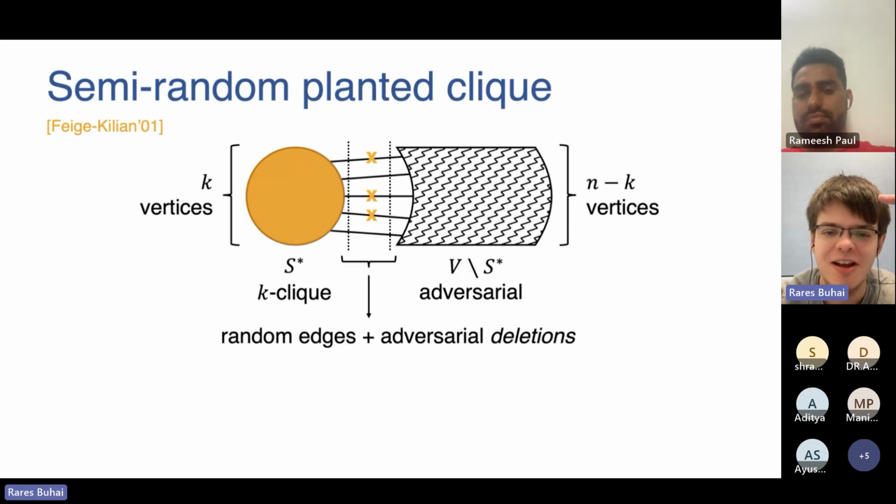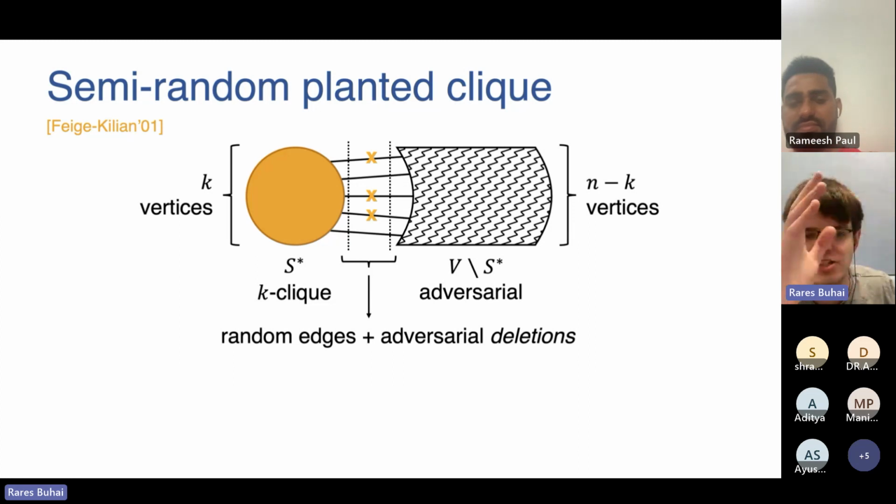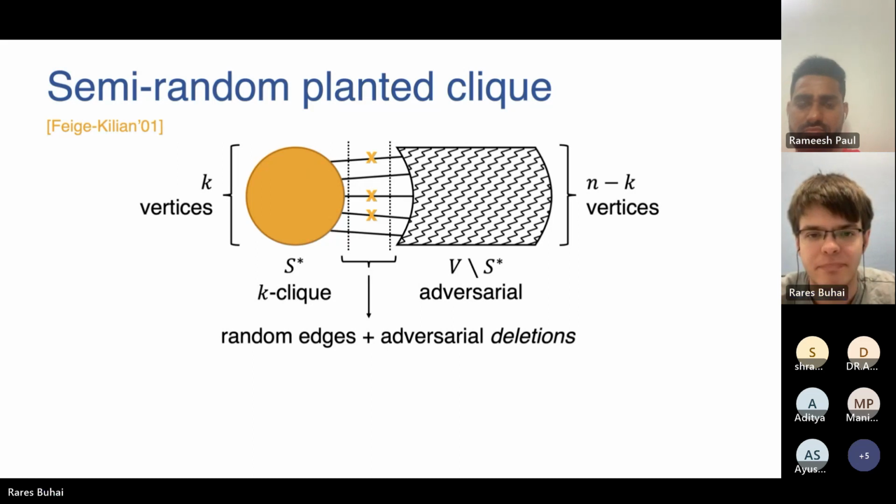But about V minus S star, we now assume that this is completely adversarial. It can be absolutely anything. The adversary first sees the edges in the cut that were generated, and then it can choose V minus S star to be any graph. We make no assumption at all about V minus S star. And this is the model that we will study.